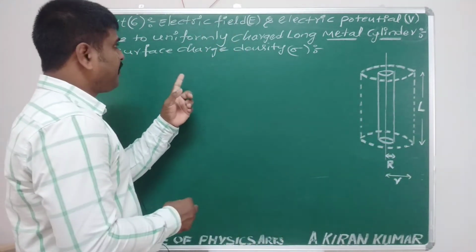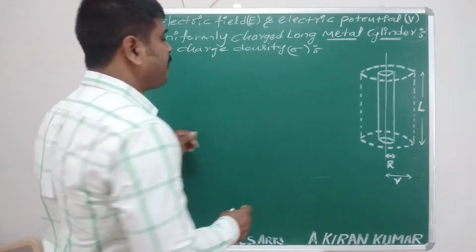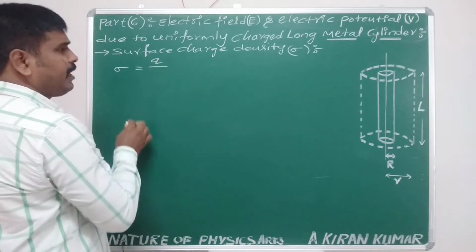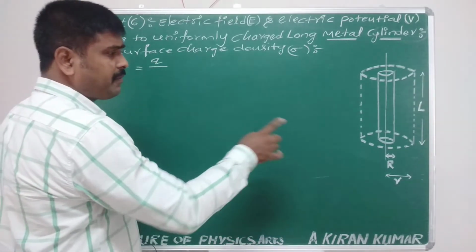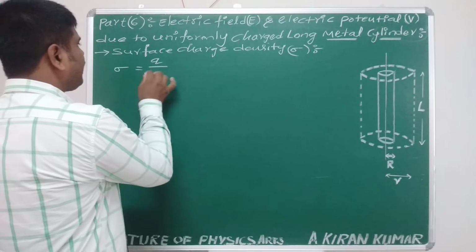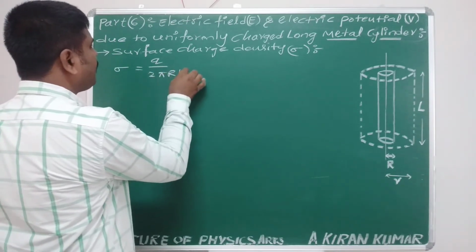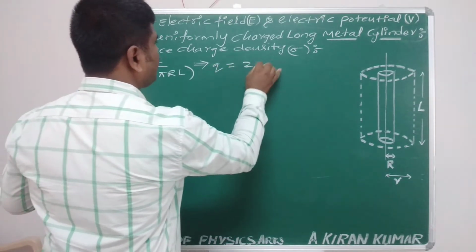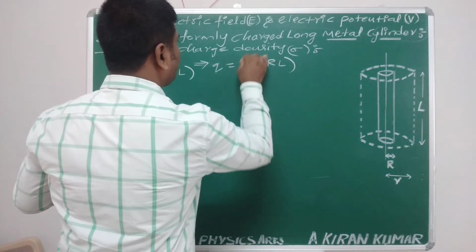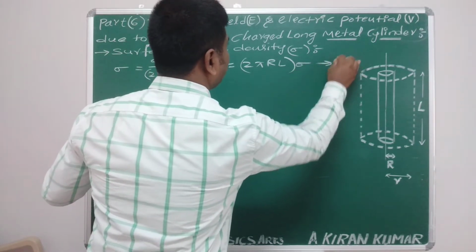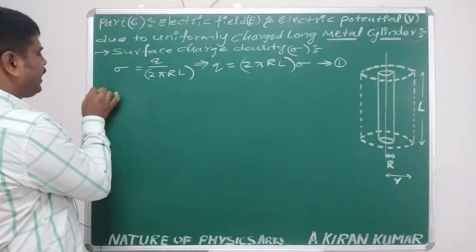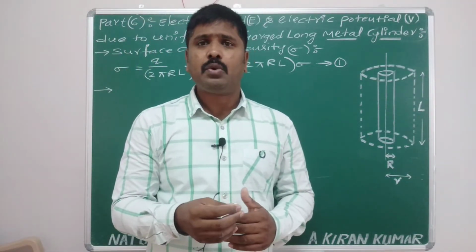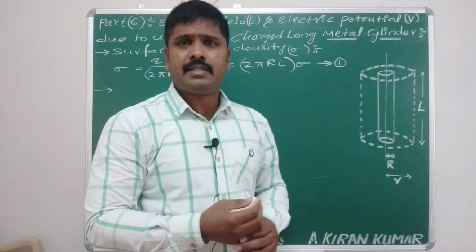First, I am going to write the electric surface charge density sigma, which is equal to charge divided by area. The area of the cylinder is 2 pi r into L. So we can write charge, which is equal to 2 pi r L into sigma, as equation number 1. Next, we have to use electric flux and find the total electric flux of the cylinder.